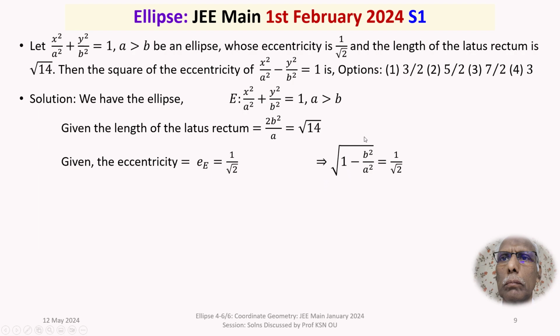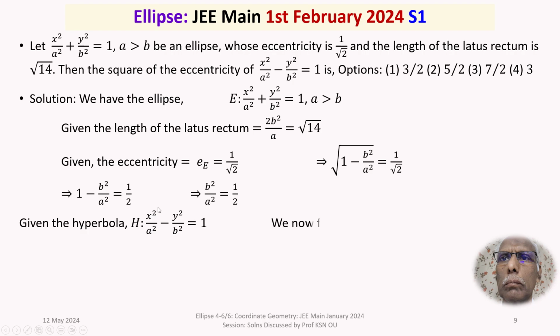That is equal to under the square root of 1 minus b square by a square is equal to 1 by root 2. Now squaring on both sides, we get 1 minus b square by a square is equal to 1 by 2. From this we get b square by a square is equal to 1 by 2. Agreed. So we are given this hyperbola H, x square by a square minus y square by b square is equal to 1, where a greater than b is already there.